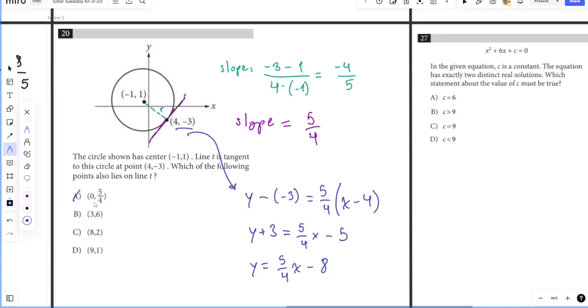So A is not going to work. If I plug in x equals 3, we get 5/4 times 3, which is 15 over 4, minus 8. It's not going to equal 6.